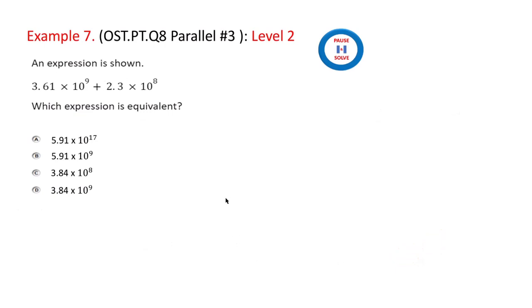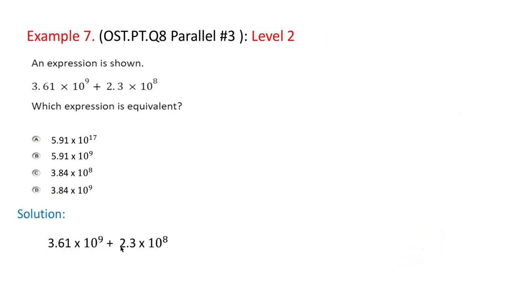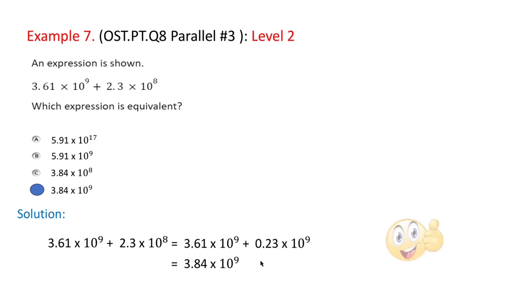Here's another one. We do the same thing, 3.61. Now this one is smaller than this, so I'm going to use this. So I divide by 10, multiply by 10. Divide by 10, moving the decimal point 1 position, okay? Now you add these two, 3.84 times 10 to the power 9.